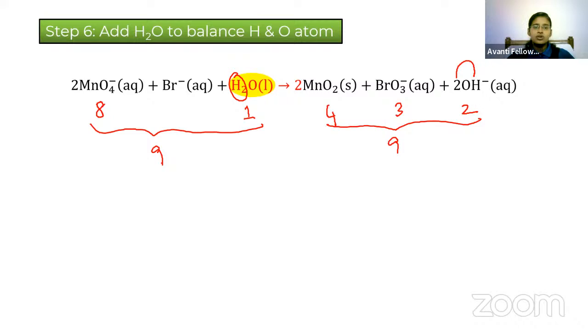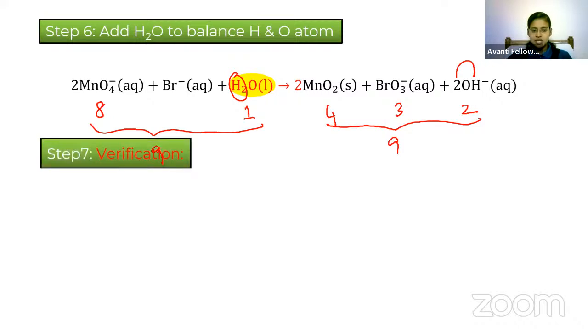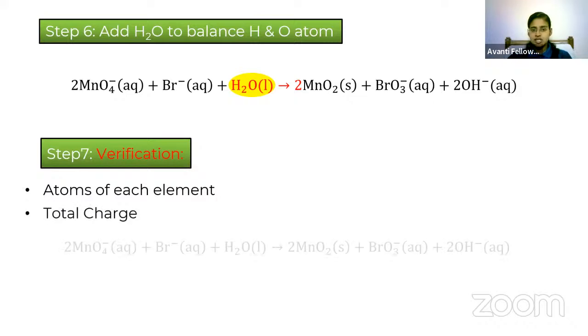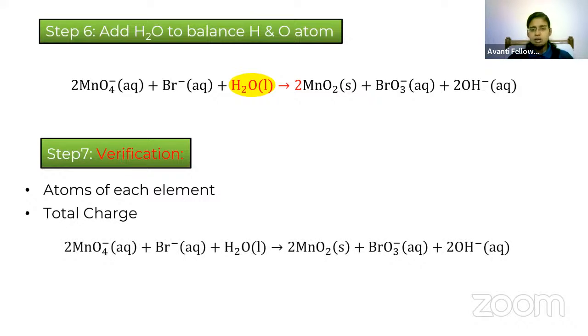So now you have to go for the verification. The last step is the verification. You can verify by checking the number of atoms of each element and the total charge. So if you check the charges, it will be balanced. So 2 into minus 1 I have here, which is minus 2. 1 into minus 1 is minus 1. And here it is 0. So the total charge on the left-hand side is minus 3.